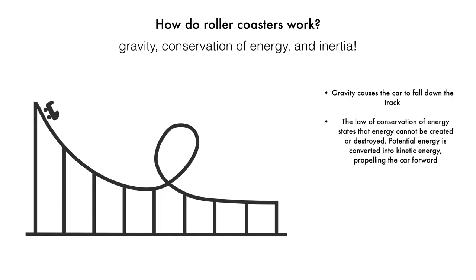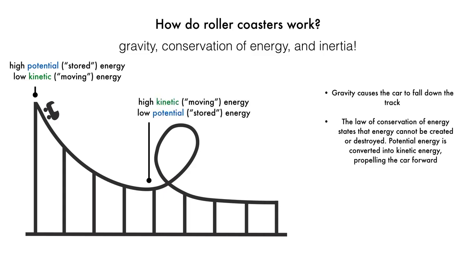Meanwhile, the conservation of energy, or the law that states that energy cannot be created or destroyed, but merely changes from one form to the other, is what propels our roller coaster car down the track and around the loop-de-loops. The transformation of potential or stored energy into kinetic or moving energy is what propels our roller coaster car forward on the track. Potential energy is high at the peak of the hill as the car is not moving, while kinetic energy is low. As the car moves down the track, potential energy is converted to kinetic energy, meaning the kinetic energy is high and potential energy is low at the bottom of a hill.